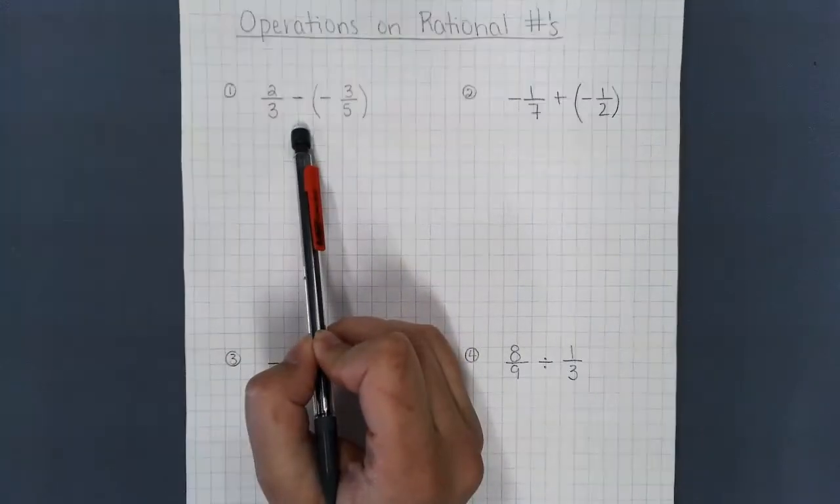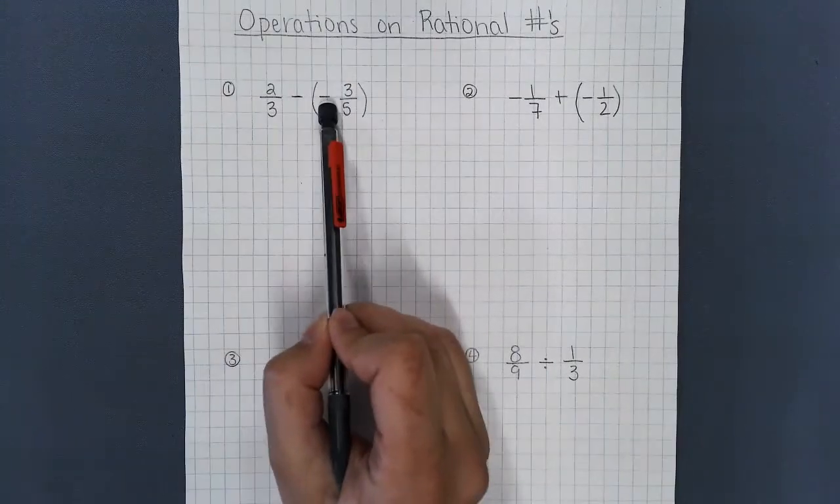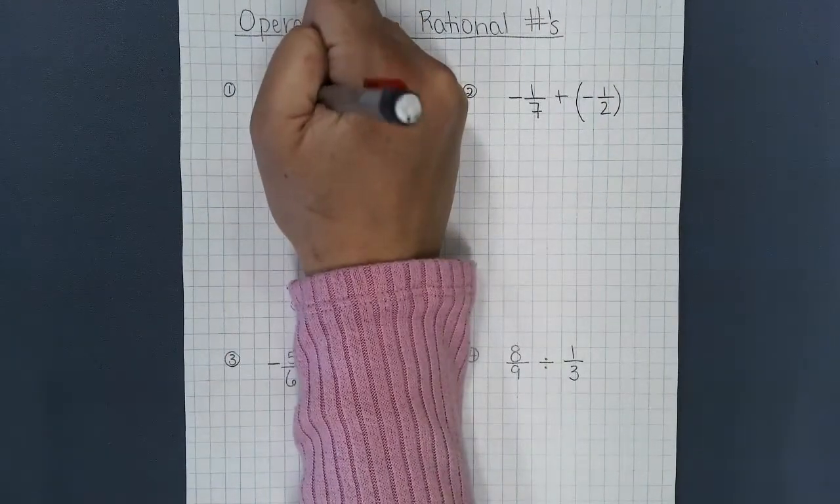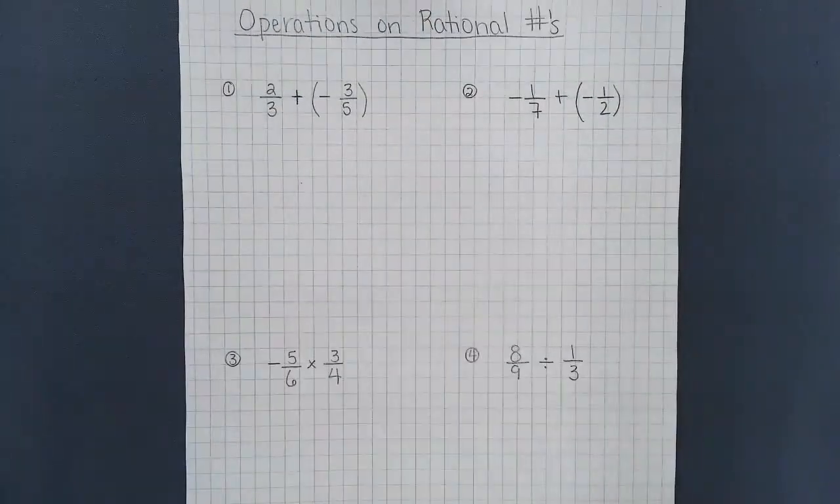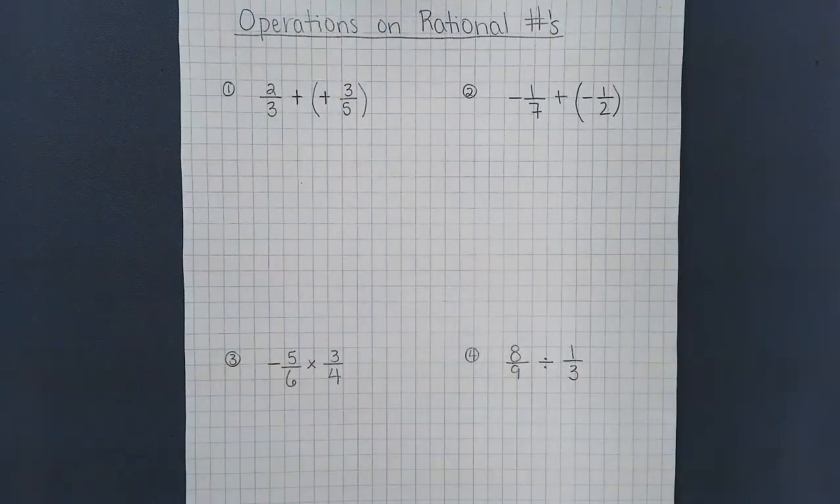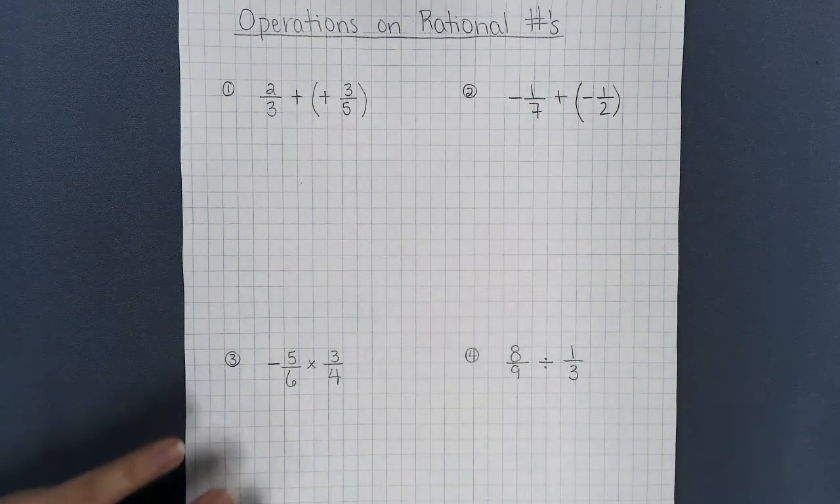We're subtracting. We've got 2/3 subtract -3/5. Now remember, addition is the inverse operation of subtraction. So that means I can change this sign to addition, and I also have to change my negative to a positive, because subtracting a negative is the same as adding a positive number.